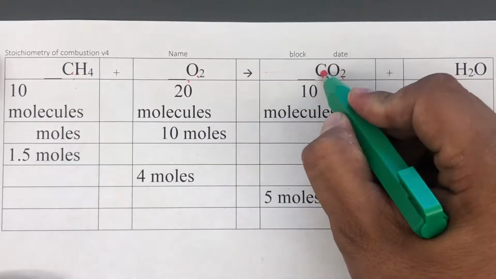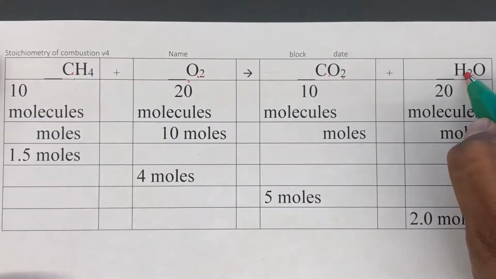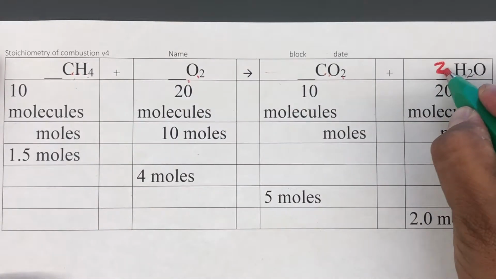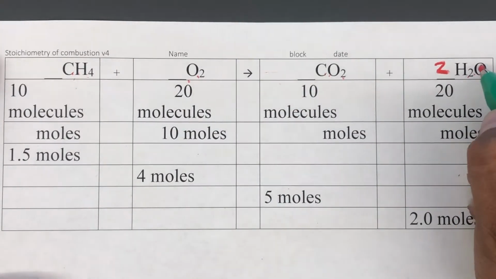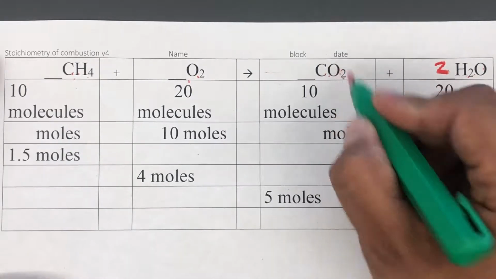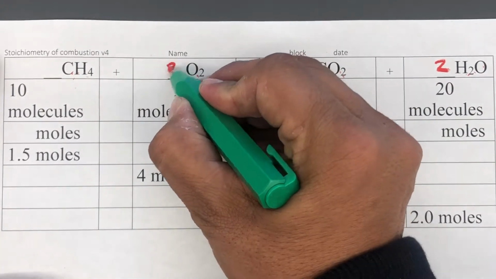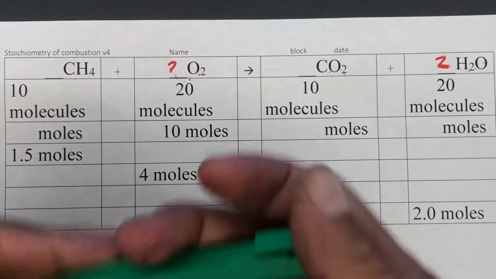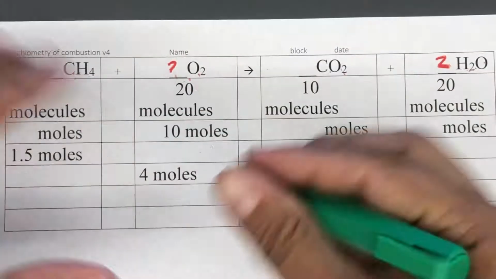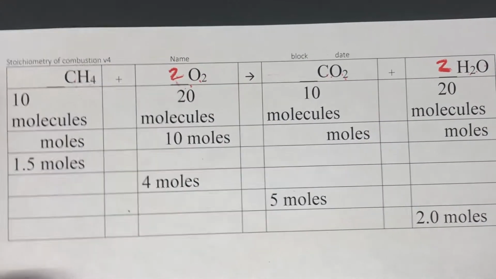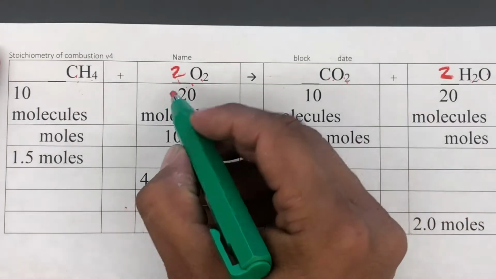So 1 C, looking good. 2 H's, 4 H's. Let's put a 2 in front of here. Let's count the number of oxygens. 2 oxygens and 2 oxygens, that's 4. So, there it is, 2 O2. See, that's what happens as you go old school with a pencil. 2 O2. Okay. So what we have here is a ratio.